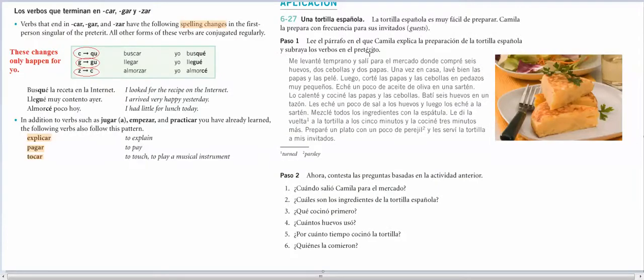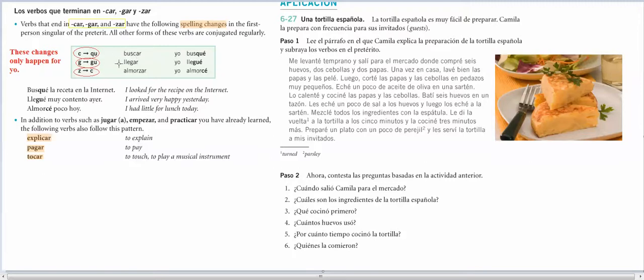Okay, so we're going to do practice in just a minute, but before we do that, there's one spelling change that I have to talk about. The verbs that end in CAR, GAR, and ZAR we have to be careful with when we're conjugating them. And in part, that has to do with C having two sounds in Spanish. It can either make an S sound, a soft C sound, or it can make a hard C sound, the K sound. And so whatever your verb sounds like in its infinitive form, that's the sound that we want to keep throughout.